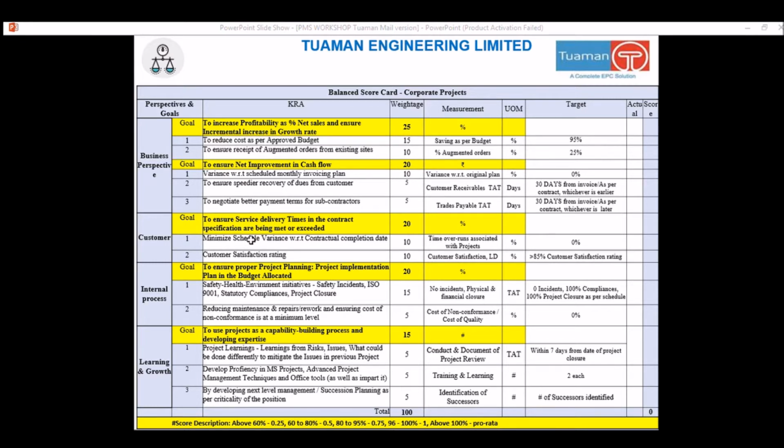Second is customer satisfaction rating. How do I arrive at the customer satisfaction rating? I can reduce the number of LDs. I can talk to the customer and get a satisfaction rating score done. I'm saying my target is above 85% customer satisfaction. I can have no complaint letters, I can have zero LDs, I can have no customer escalations. Hence the customer satisfaction rating.